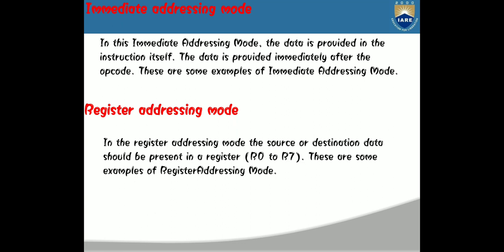Let us see an example of register addressing, assuming that bank 0 is selected. Example, MOV A, R5. Here the 8-bit content of the register R5 of bank 0 is moved to the accumulator.